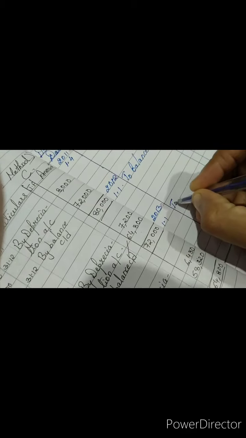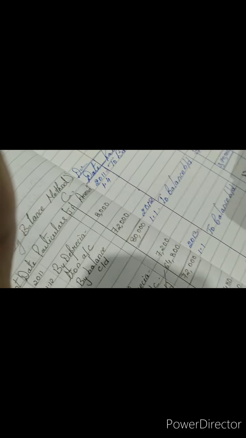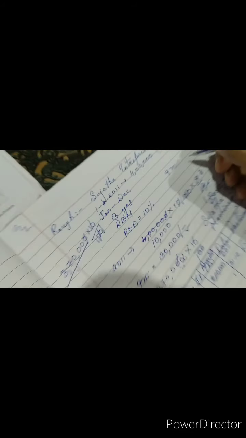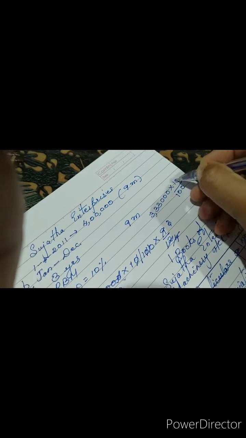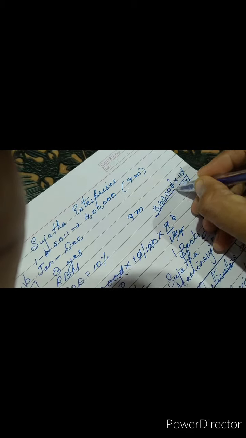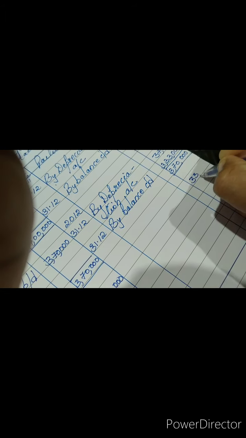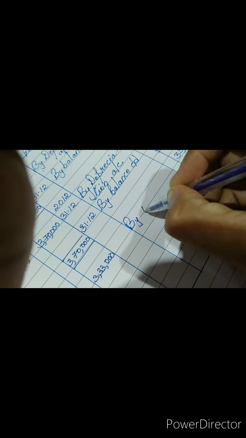So this is going to be our balance B by D, 3,33,000. Now on this amount of 3,33,000, we are supposed to calculate the depreciation. So that is going to be 10 by 100. So now you got 33,300. So this is our depreciation amount, dear students, 33,300 under the heading of by depreciation account.